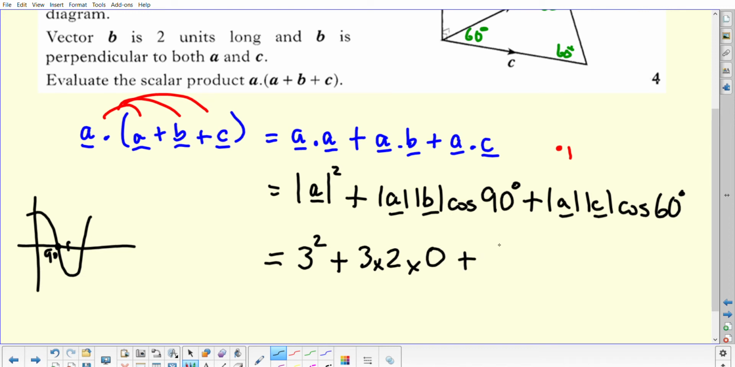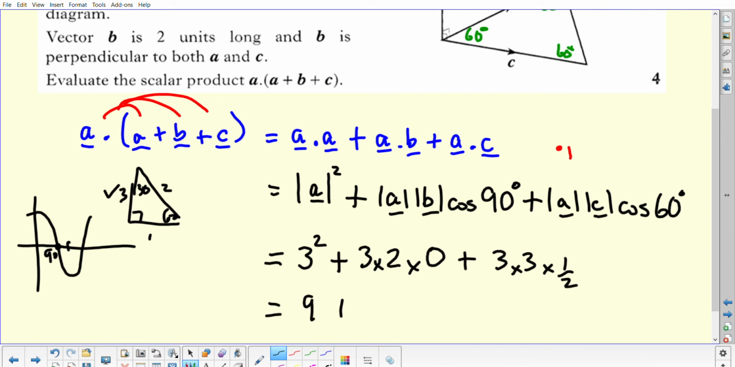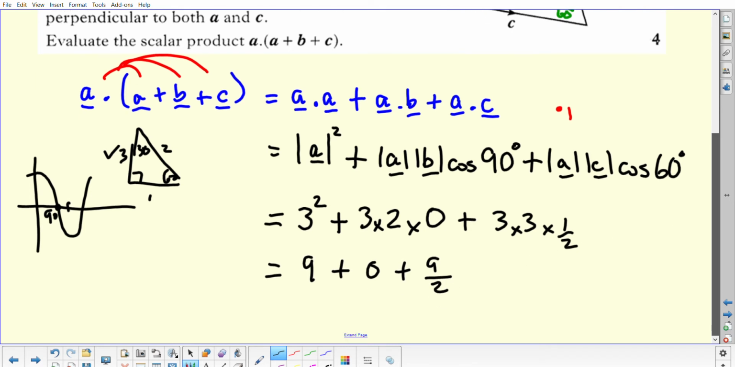And then for A times C, they are both 3. And for the cos of 60, you could do your 60-30 triangle to get your numbers out for this. So you've got 1, 2, root 3, and of course the cos of 60 is a half. So we would have 9 plus 0 plus 9 over 2, or 4.5 plus 9 is 13.5 rather, or you might want to write it as 27 over 2.